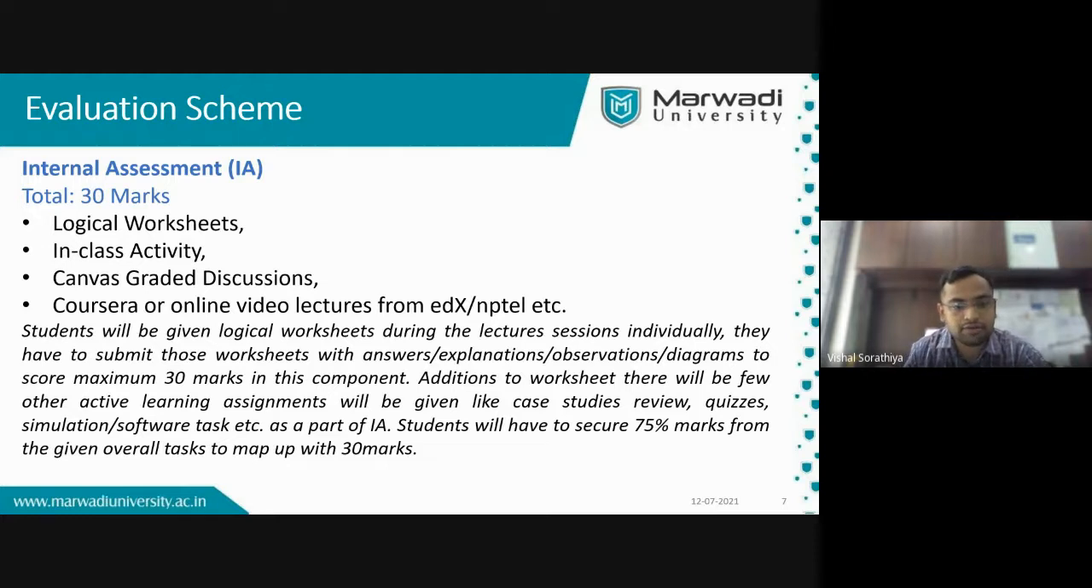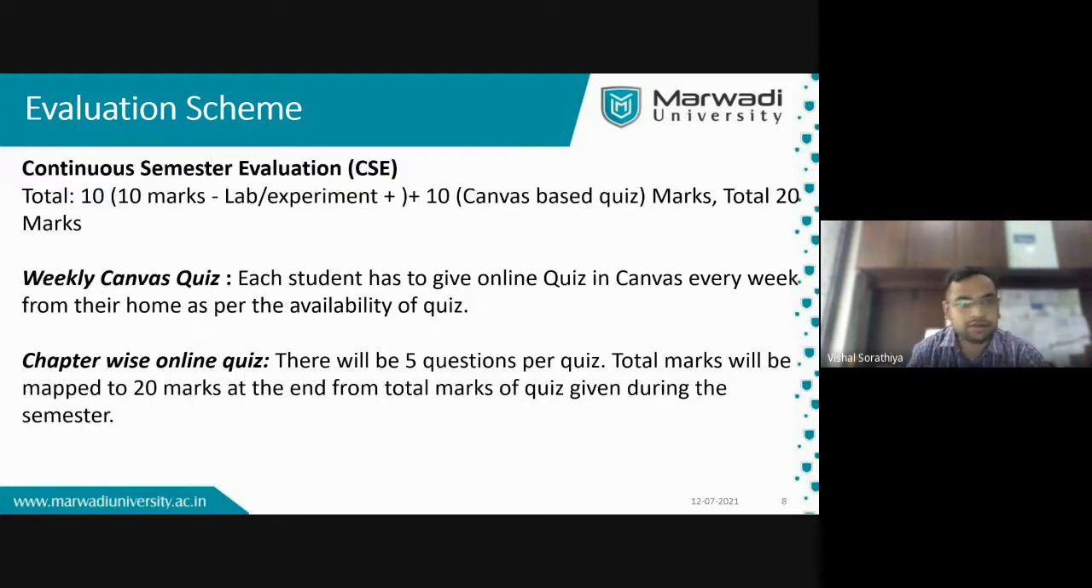Next we have the second component, which is a continuous semester evaluation. In continuous semester evaluation, we are planning to give you the lab experiments, whatever experiments you are going to do, which will be considered as 10 marks. And for another 10 marks, we are going to conduct a quiz.